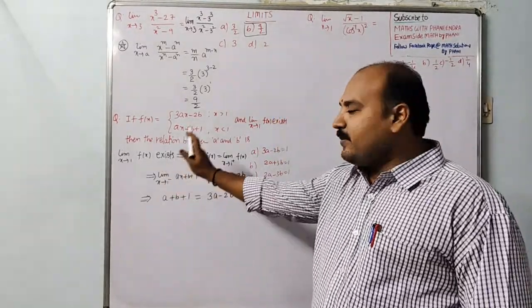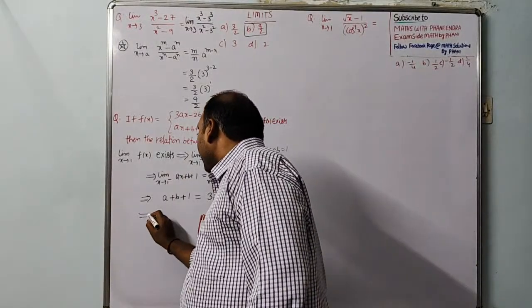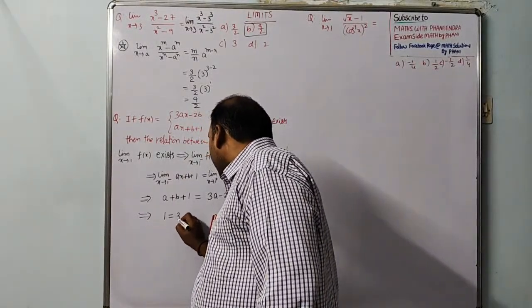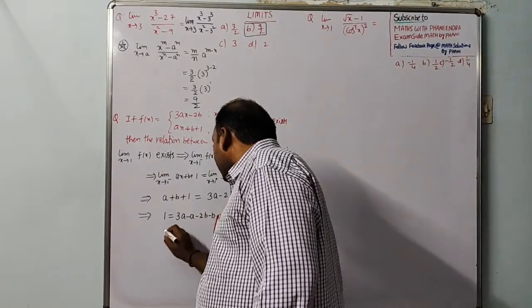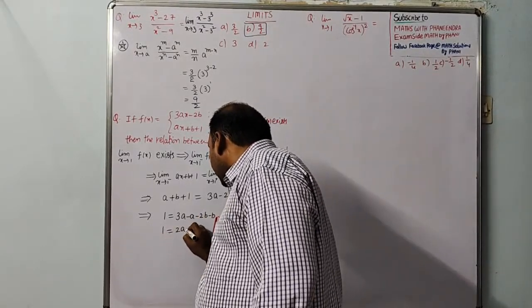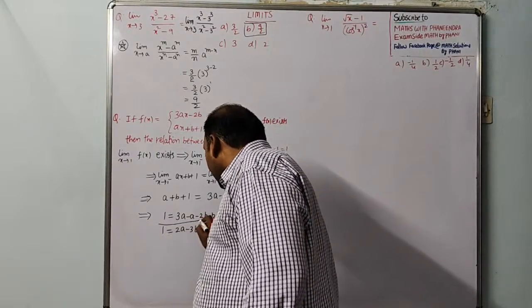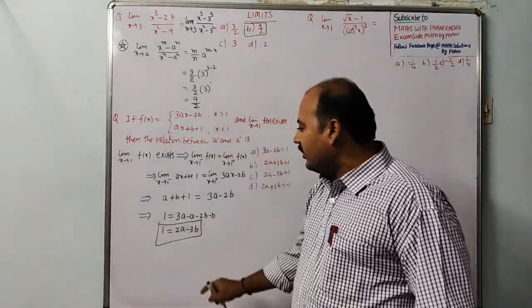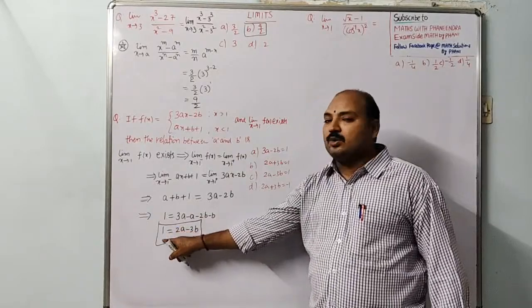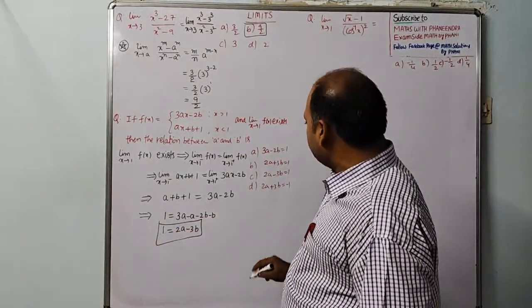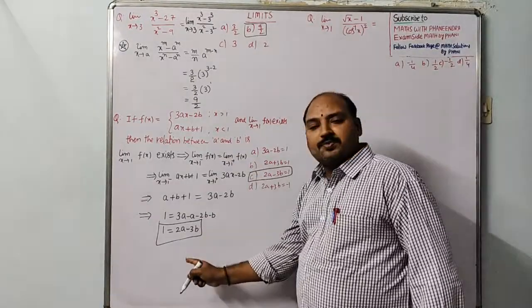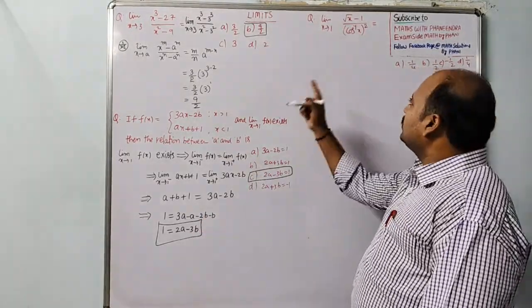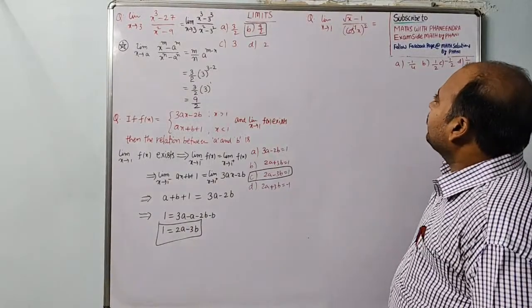So a plus b bring this side. You will get 1 is equal to 3a minus a minus 2b minus b. So 1 is equal to 2a minus 3b. This is the required relation between a and b. 2a minus 3b is equal to 1, which is there in the third option, dear students. I hope you understand. We'll move to another question here.